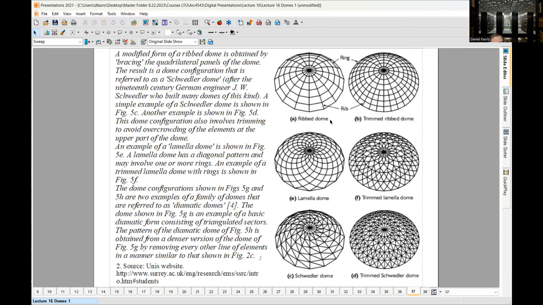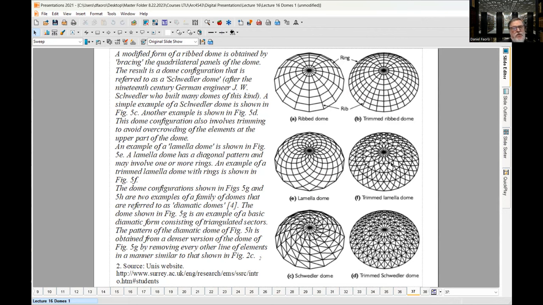So for purposes of creating more uniformity here, evenness of loading, the trimming measure is basically introducing smaller panelizations. Here is a lamellar dome. You can see the elements are radiating out, and then you have these rhomboid configurations here. The same lamellar dome, but now trimmed with more smaller panels and then larger panels at the top, again, to even out forces.